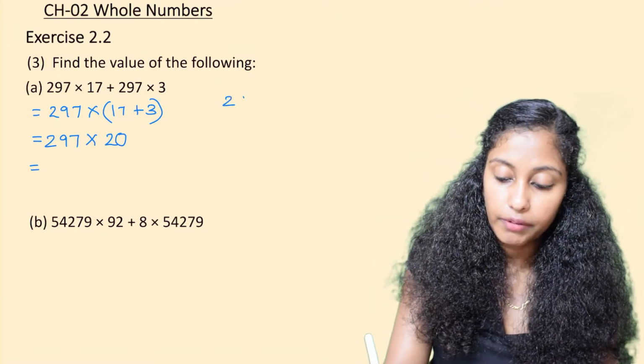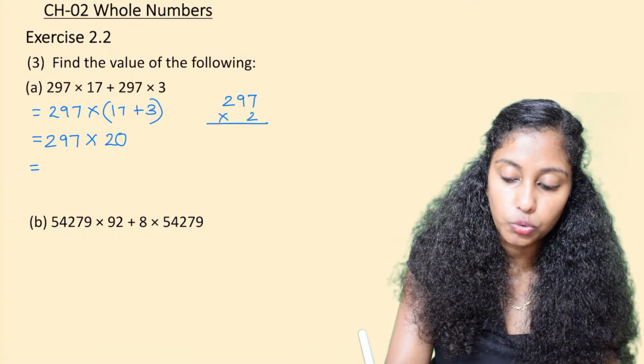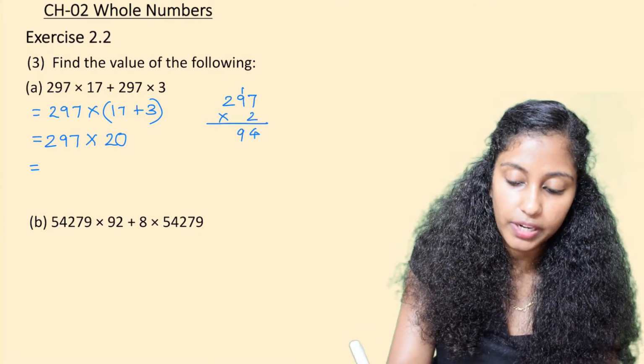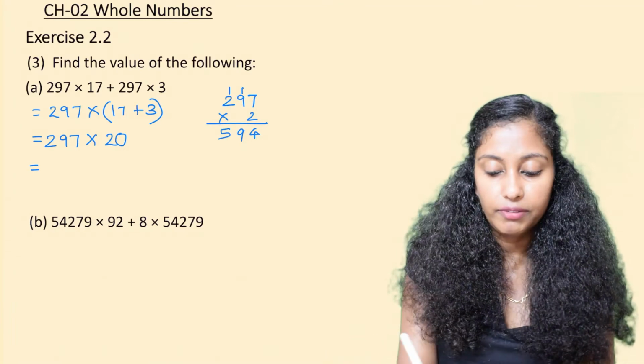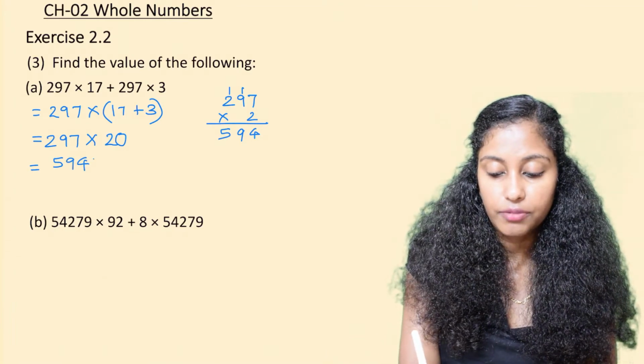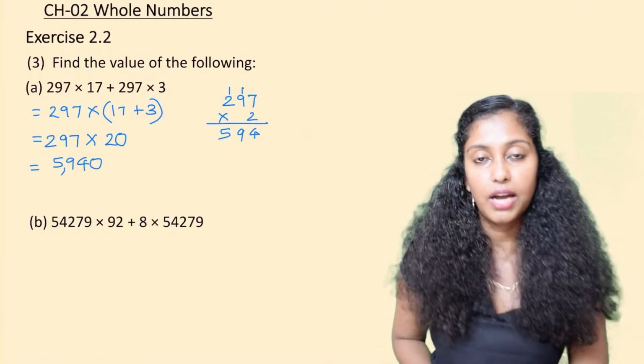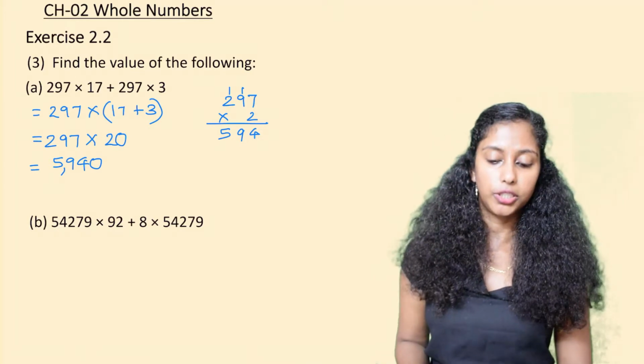Now in the rough column, we multiply 297 by 2. 2 7s are 14, 2 9s are 18, plus 1 is 19, 2 2s are 4, plus 1 is 5. So we get 594 and 1 zero. So that is 5,940. Yes.